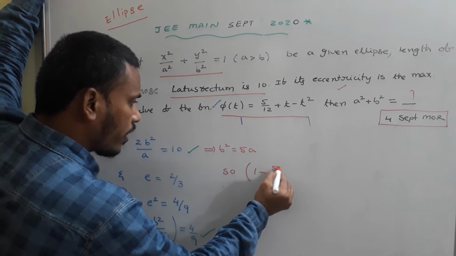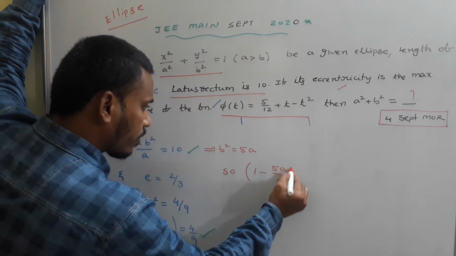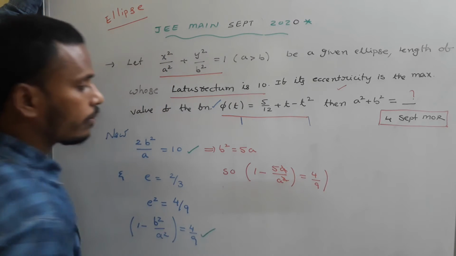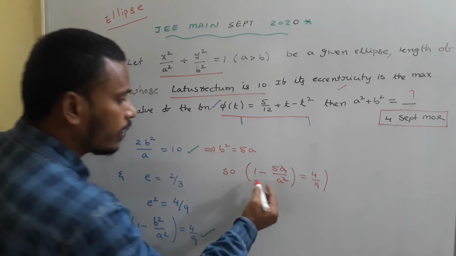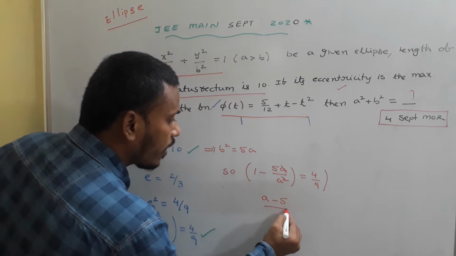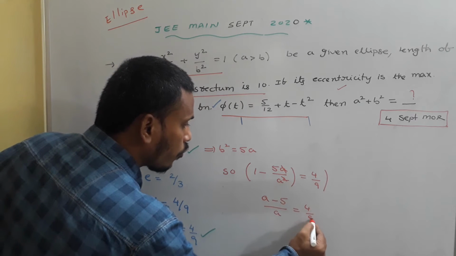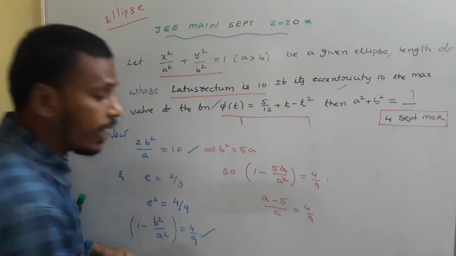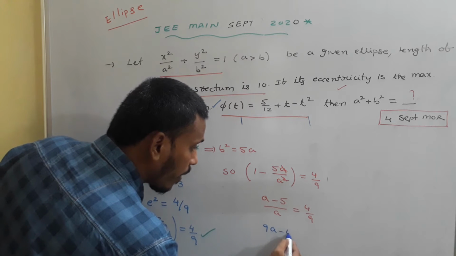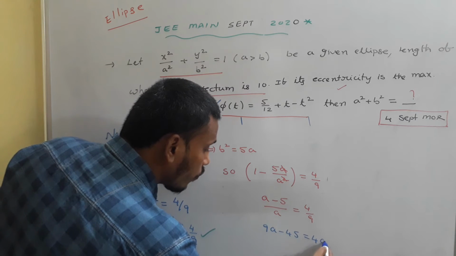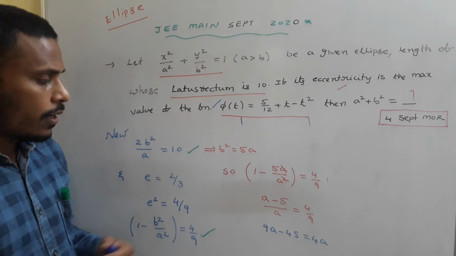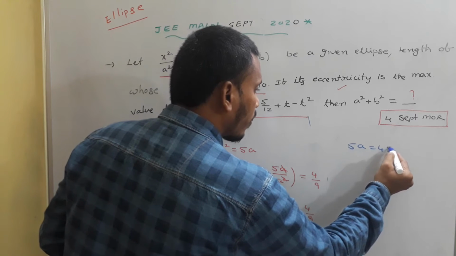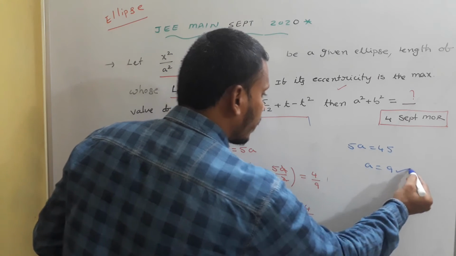So 1 minus 5a divided by a square is equal to 4 by 9. You just cancel out a and a. Then simplify this side: a minus 5 by a equals 4 by 9. Just do cross multiplication. You have 9a minus 45 equals 4a. Is it right? Then 9a minus 4a is 5a, so 5a equals 45, and a equals 9.